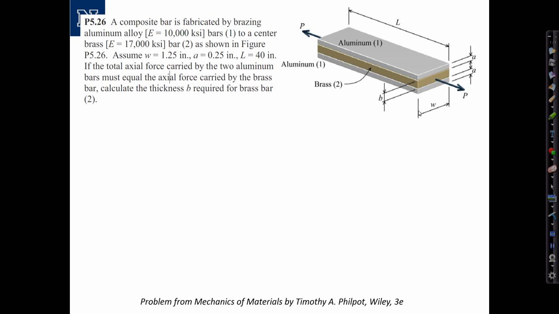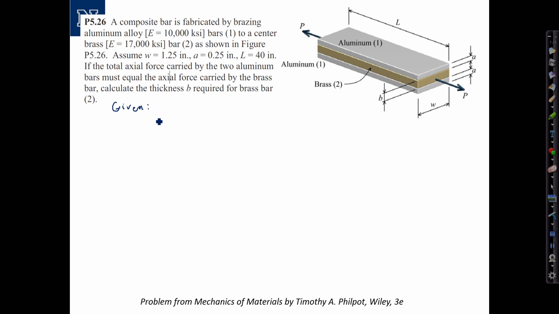W is 1.25 inches, A is 0.25 inches, the length is 40 inches. The problem statement reads, if the total axial force carried by the two aluminum bars must equal the axial force carried by the brass bar, calculate the thickness B required for brass bar 2. Okay, so let's summarize the information that we are given here beyond what is shown on the picture.